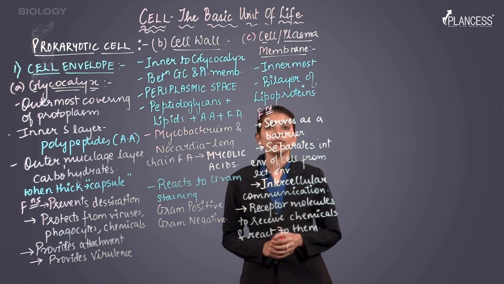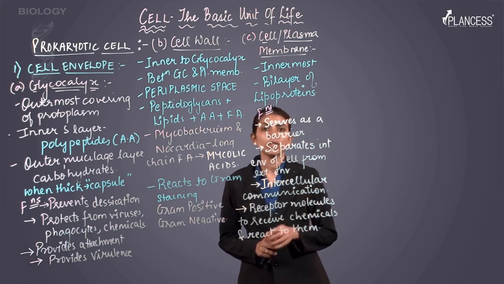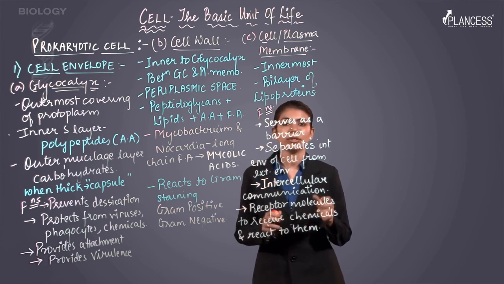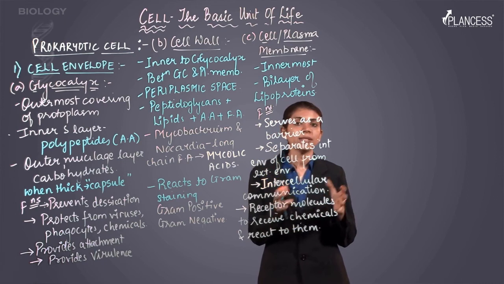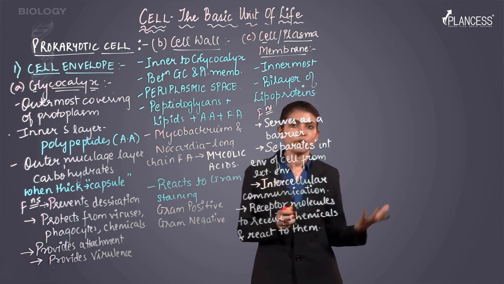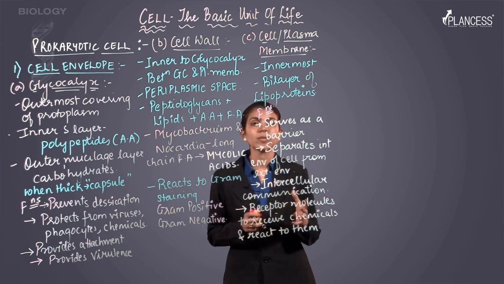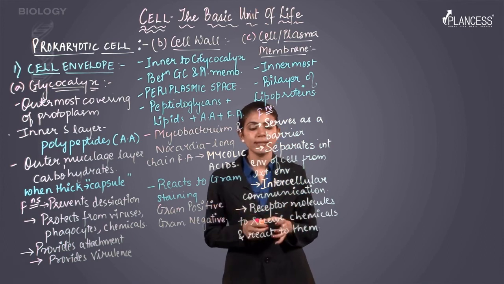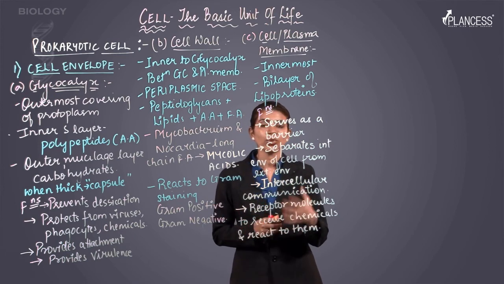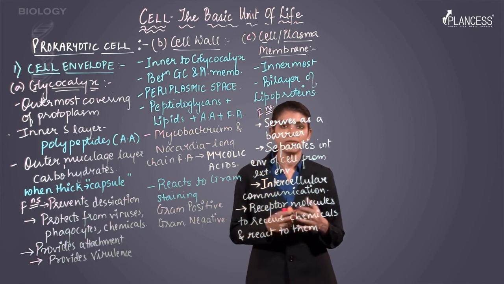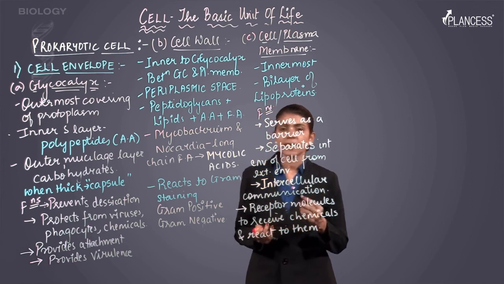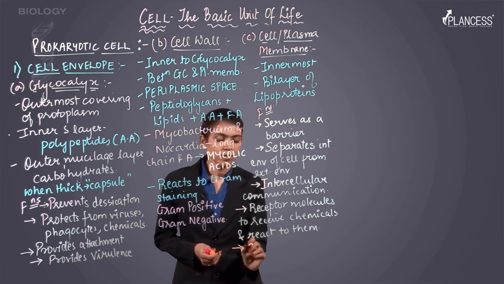It is a bilayer of lipoproteins. That means it consists of two layers of lipids and proteins. The function of the cell membrane is that it serves as a barrier. It separates the internal environment of the cell from its external environment. It is responsible for communication between two cells, and it has receptor molecules to receive chemicals, and they can react to those received chemicals. Also, it acts as a site for metabolic processes.